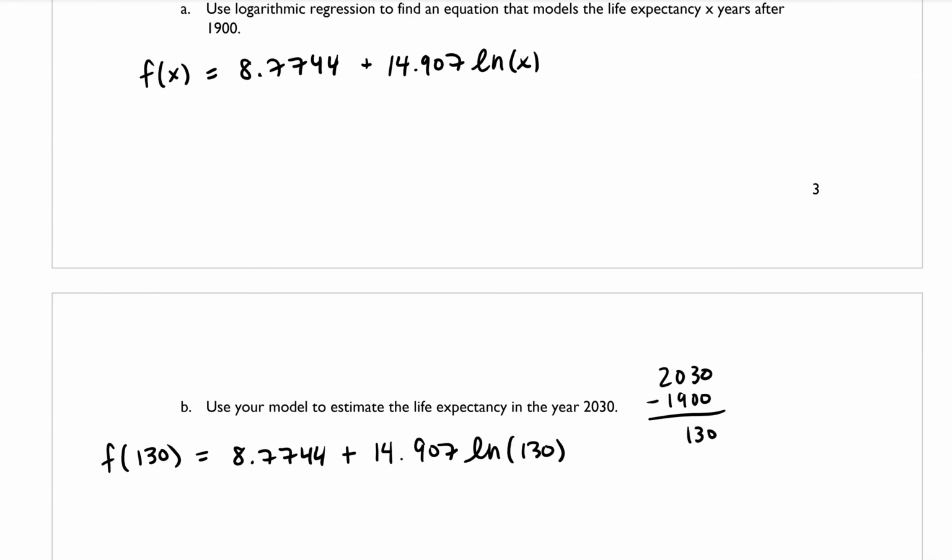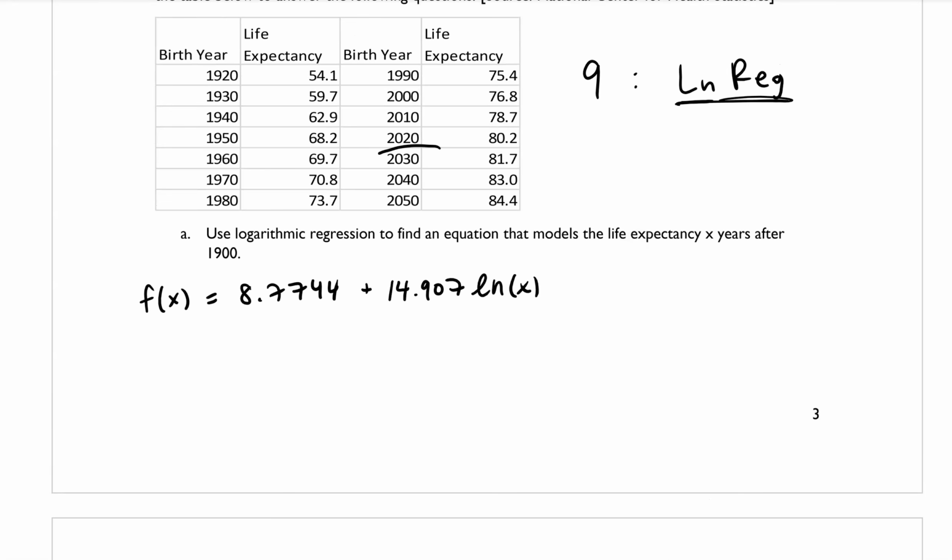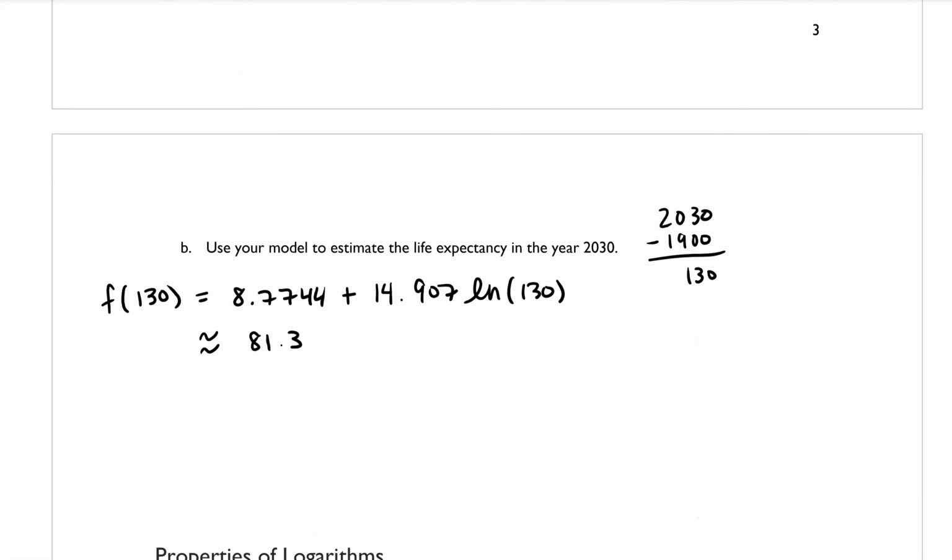I have gone ahead and plugged that into my calculator, and that is approximately, I'm going to round it to 1 decimal place since that's what we have in our table, 81.3. Now that is our estimation using our model that we did through regression. Let's see what the actual value was in our table. For the year 2030, the life expectancy of someone born that year is 81.7. Our estimation was 81.3, so that is pretty close. So good job, us.